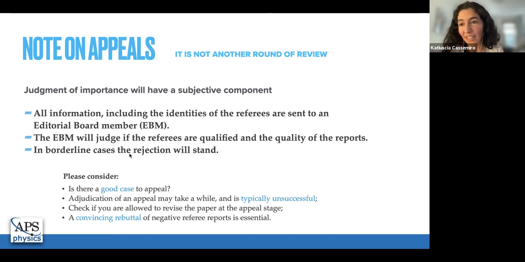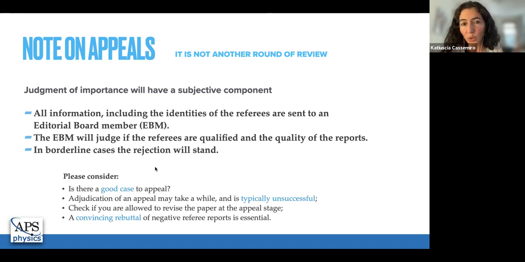So in borderline cases, the rejection will stand. The only way that the rejection is going to turn into an acceptance is really that the board member sees, oh, this paper is exceptionally good. It should be published, really. Unfortunately, for some reason, the referee missed it, but it's a really good paper. That's when the appeal may turn into an acceptance. So typically, appeal is very unsuccessful.